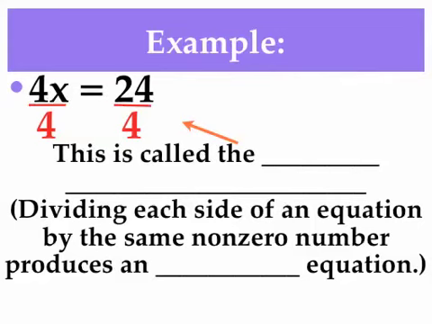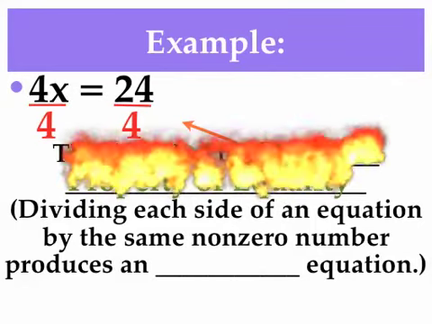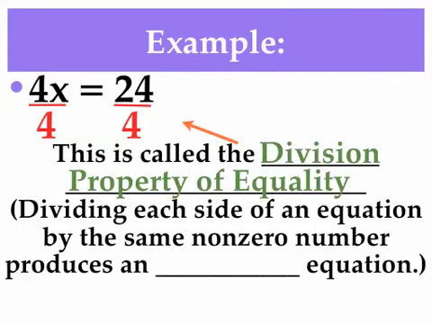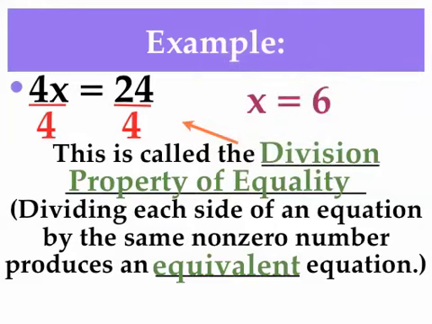This is called, you could probably guess by now, the division property of equality. It states that dividing each side of an equation by the same non-zero number produces an equivalent equation. In this case, when you divide both sides by 4, 4 divided by 4 goes away to just having 1x equals 24 divided by 4 is 6. Again, I could plug in 6 for x. 4 times 6 equals 24. That is true. I know that I have the correct solution.